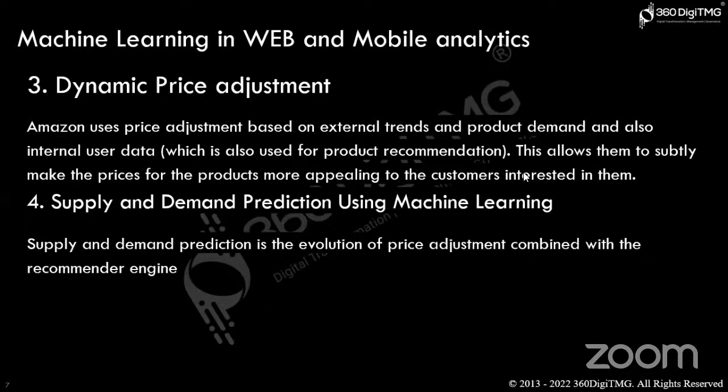Yeah, this allows them to simply make the prices of products appealing to the customer. Whoever is looking for that particular product, whenever he sees a price drop, he can simply grab it. Something like that. It will be happening using machine learning. Supply and demand prediction using machine learning.